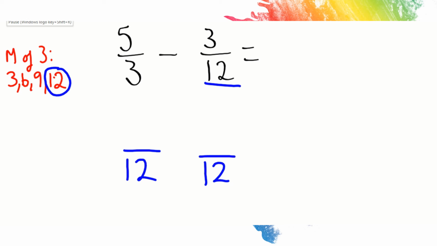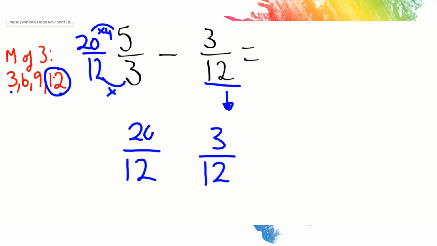Which means I can just keep this one the same. That can stay the same because I haven't changed it. For this one, I've times the 3 by something. 1, 2, 3, 4. To get to 12. So what have I got to do with the numerator, children? Right, I've got to times it by 4. Which is 20. We actually have 20 12ths subtract 3 12ths.